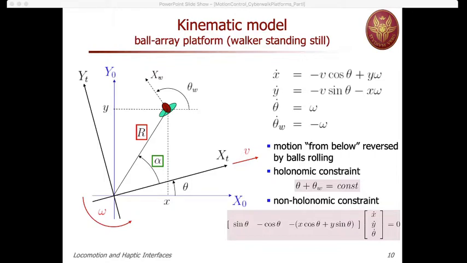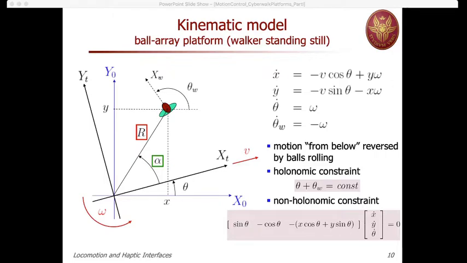Now what about the position? When we move the treadmill with a linear velocity v, of course, there will be an opposite velocity in the opposite direction of the human. So x dot and y dot will go in the opposite direction of the applied v, but since v is applied along the xt axis, this xt axis is distributed according to sine and cosine on the y and x coordinates, which are defined in terms of the fixed frame. So we have this first contribution, minus v cosine theta and minus v sine theta, to the change of x and y.